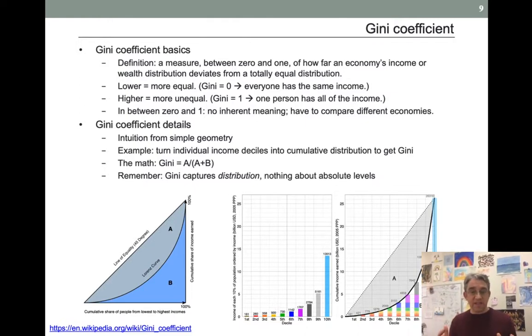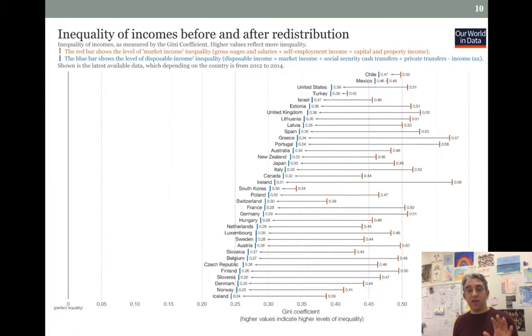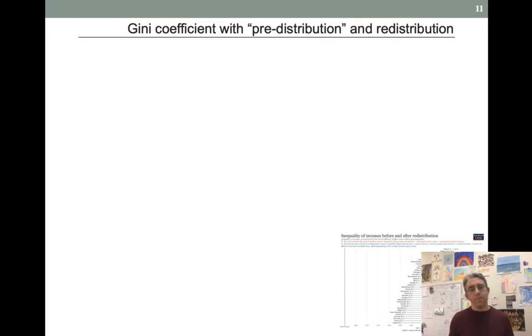All right, that's how the basic Gini coefficient works. Now, we're going to dive in and look at a number of these examples from a whole bunch of different countries, but we have to do one more thing to pile onto the Gini coefficient and think about it before and after we make a bunch of changes via policy. Let's do that next. So I'm going to refer to the terms pre-distribution and redistribution.